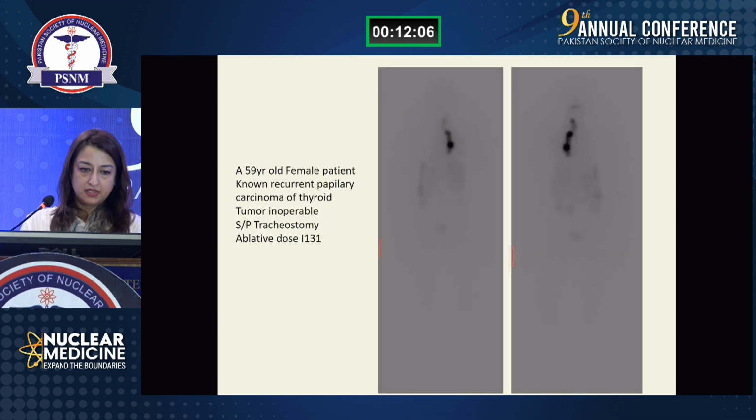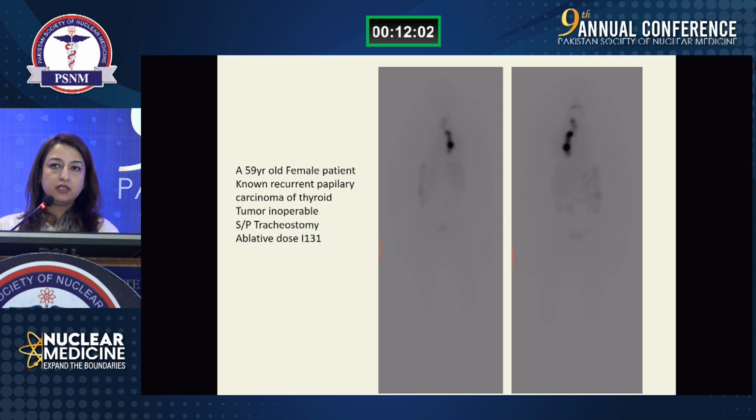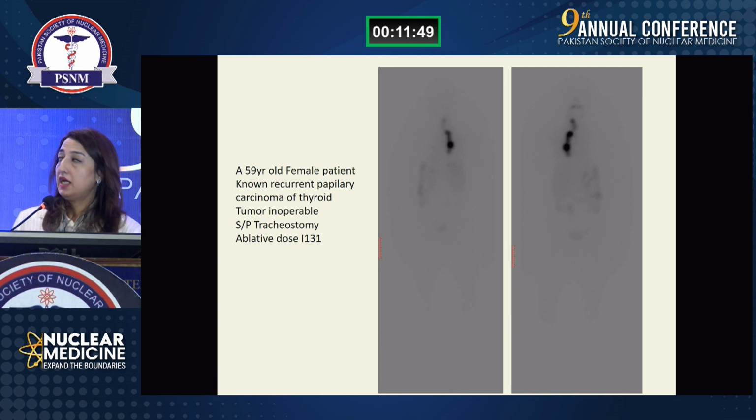So the first case is a 59-year-old female patient. She was a known case of recurrent papillary CA thyroid, and the tumor was inoperable, and her tracheostomy was done, and an ablative dose of iodine 131 was given. Here you can see the linear uptake in the neck, and then you can see this iodine 131 uptake in the mediastinum, extending into the chest.